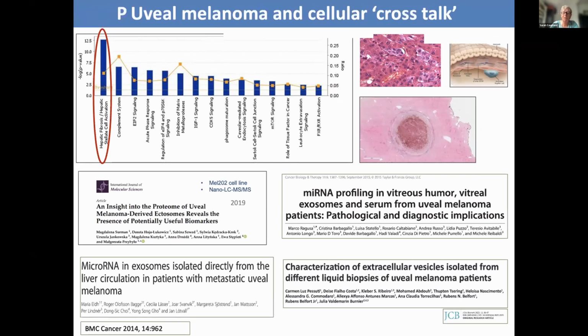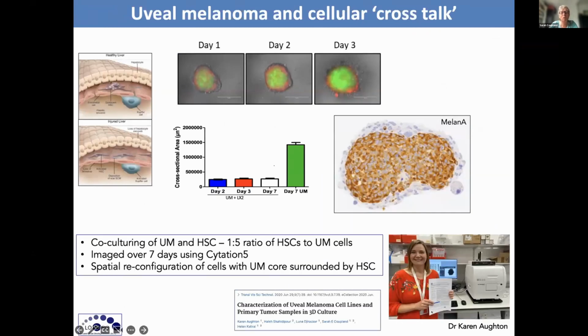And this is the work of a postdoc, Dr. Karen Orton, who's been doing co-culturing of uveal melanoma cell lines with hepatic stellate cells and also hepatocytes, using a system which enables you to video this interaction over days. You can fluorescently label the different cell types and see how they interact with each other, and then also observe what happens when you treat these organoids or spheroids, as they're called.